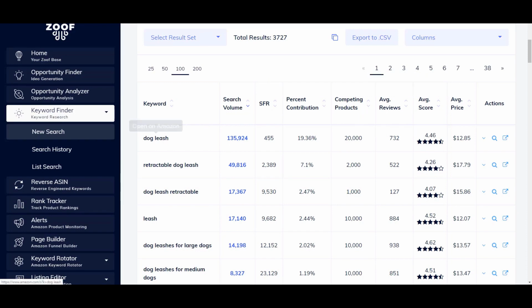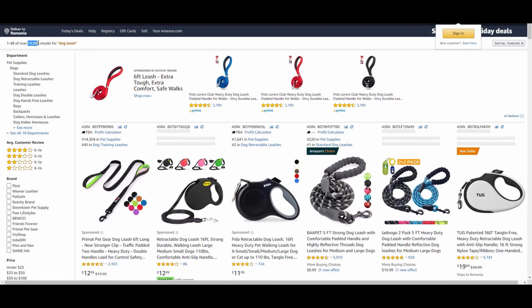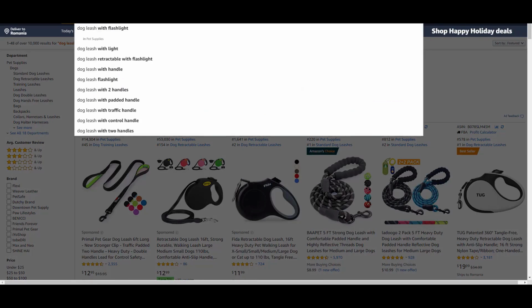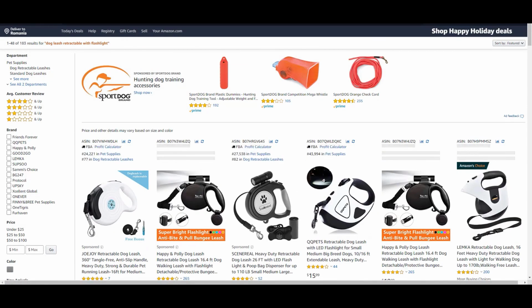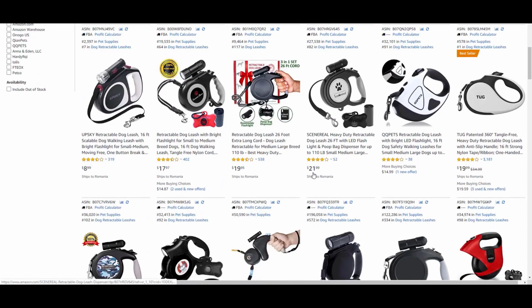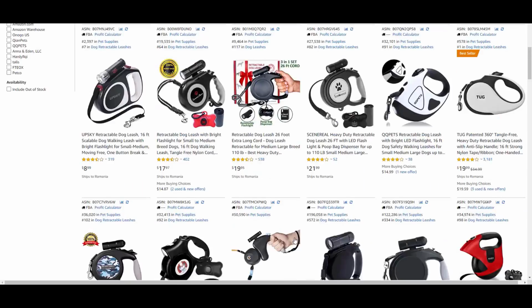Another way to find this is to simply open this up in Amazon. And here we are, dog leash. It says over 10,000 results. So that is the number of competing products. As we go towards more long tail keywords like dog leash retractable with flashlight, we only have 183 total products that are indexed for this keyword. So obviously, as we get more specific, there are fewer competitors showing up in the search results, and it's easier to get ranked on the first page.